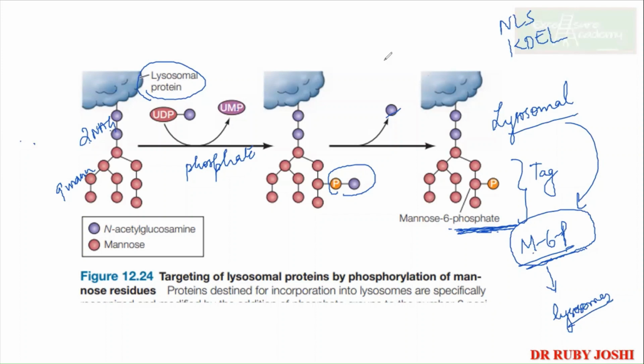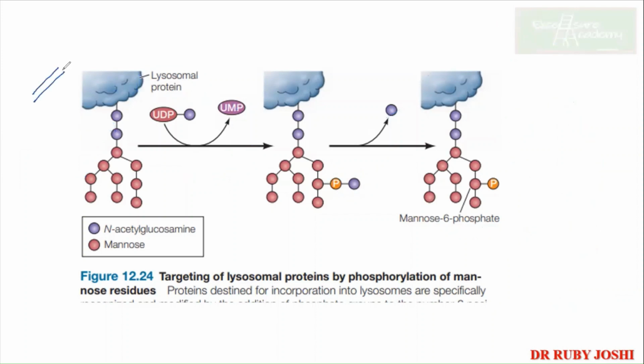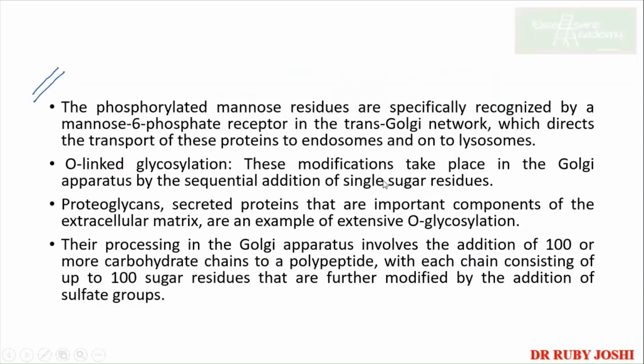Yes, ma'am. So this is important. Please do remember, this one is really very, very important. Same thing written over here. Now, the phosphorylated mannose residues are specifically recognized by the mannose 6 phosphate receptor in the trans-Golgi network, which will direct the transport of these proteins to the endosomes or the lysosomes.